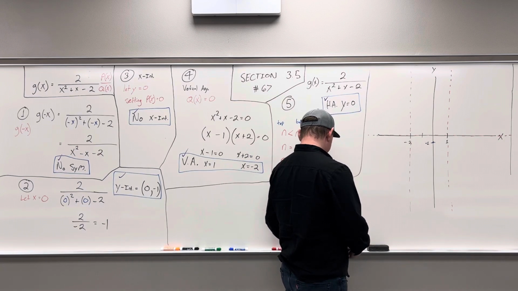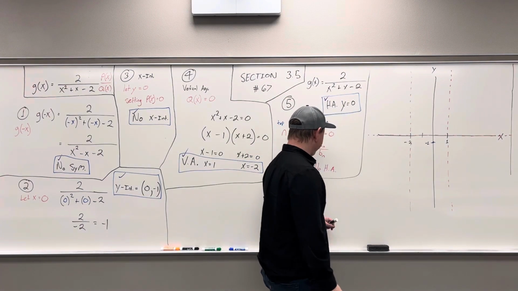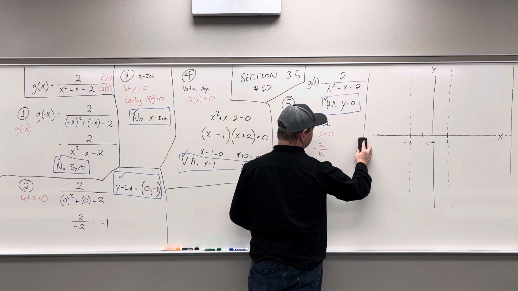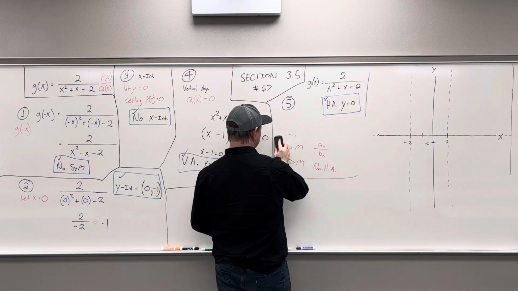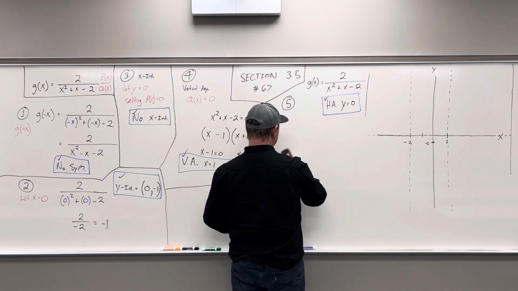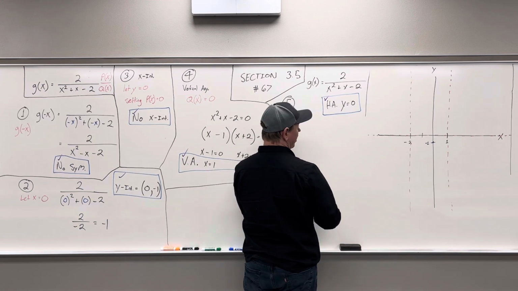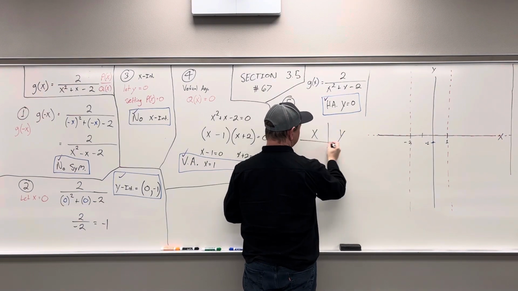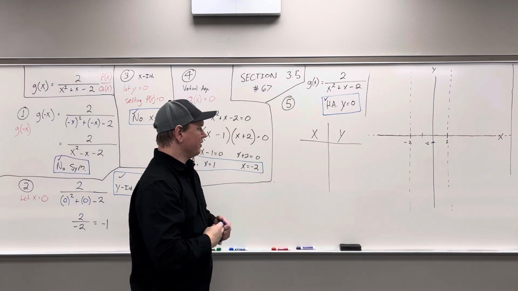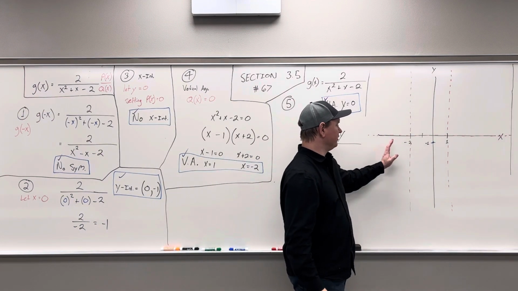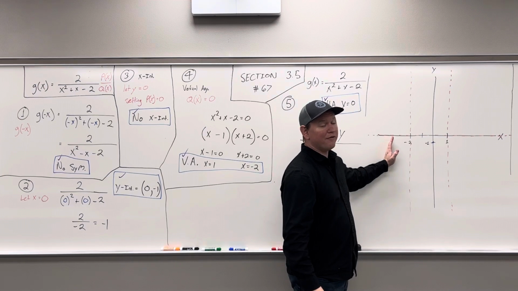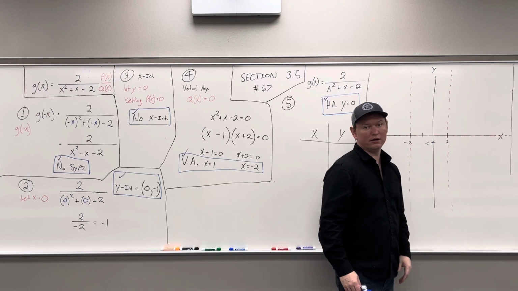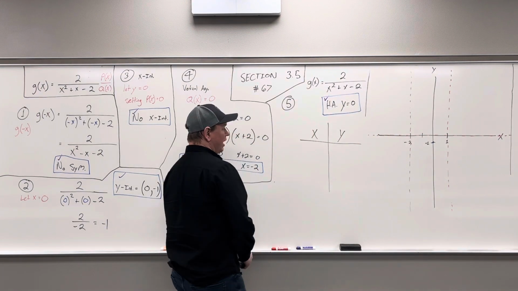Now, just to make a little space, I'm going to erase this part. Okay. And we want to make an x, y table. The best thing to do is you want points on every side of the vertical asymptotes. Here, here, and here. And you can go ahead and put them in there.